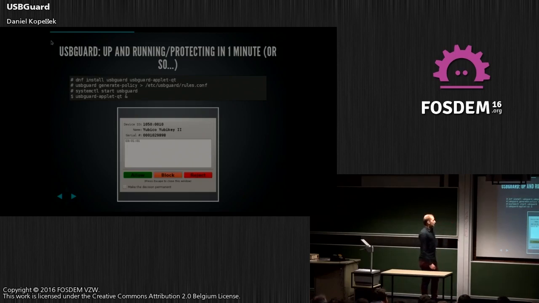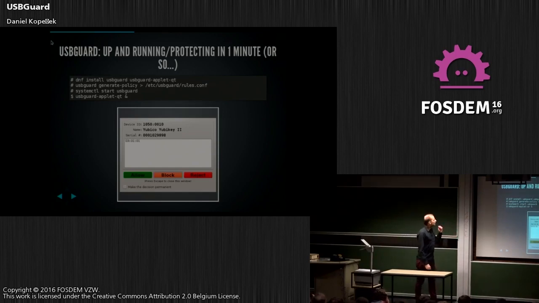Using the second line, you can generate a policy for your devices that are connected to your system at the moment the command is executed. So it creates a whitelist for the connected devices, and nothing else will be allowed to connect to your system.